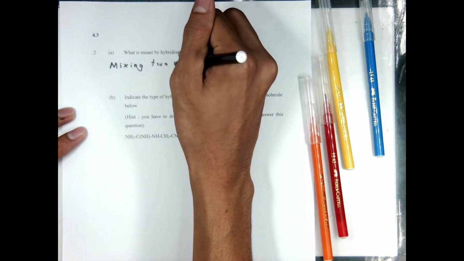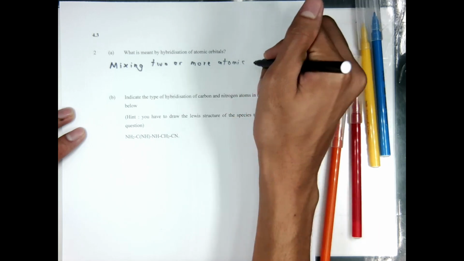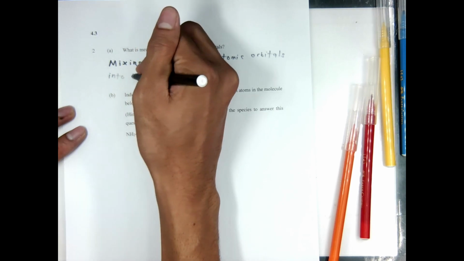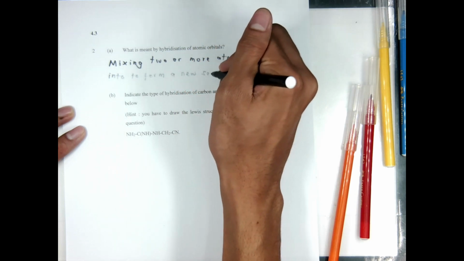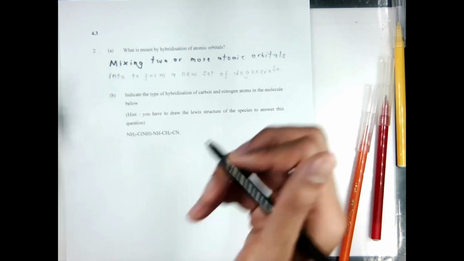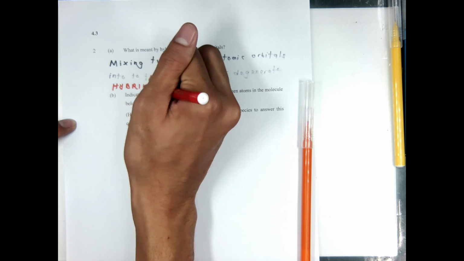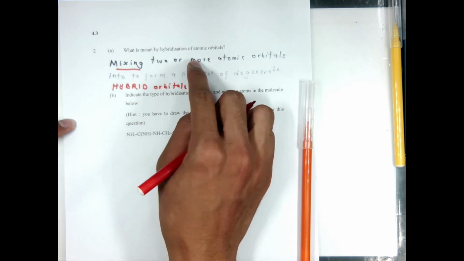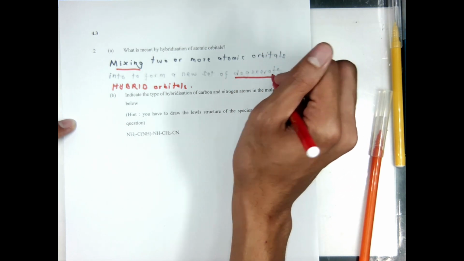two or more atomic orbital in order to form a new set of degenerate hybrid orbital. So the key word here is mixing two or more atomic orbital in order to form a new set of degenerate, which is an equivalent energy, hybrid orbital.